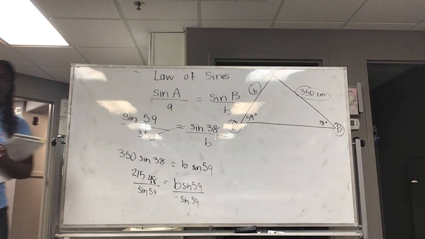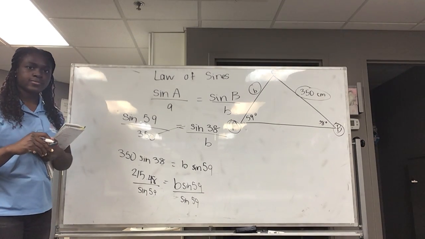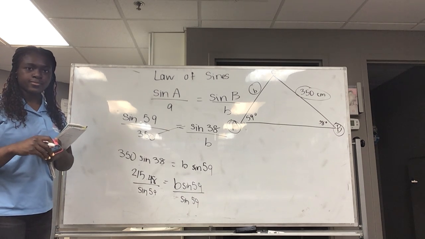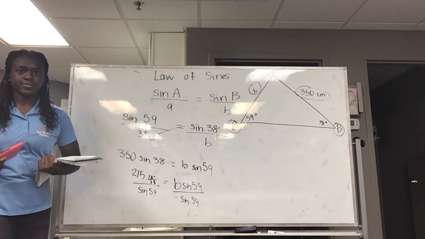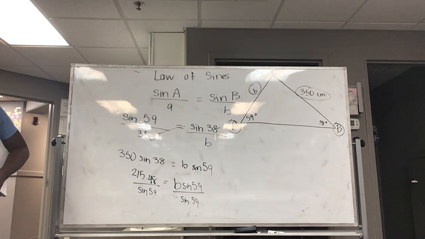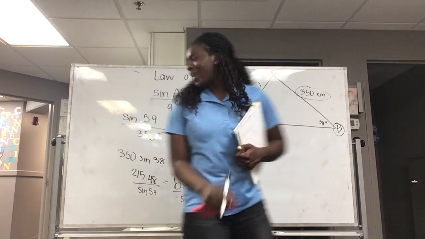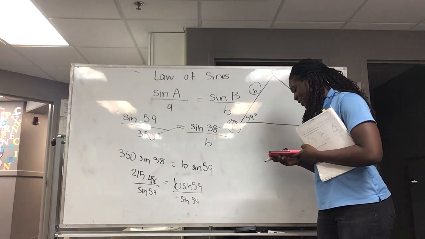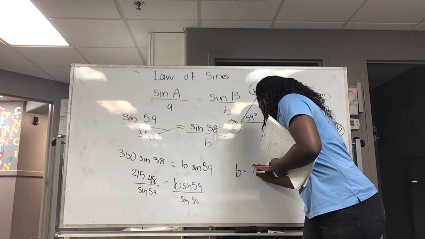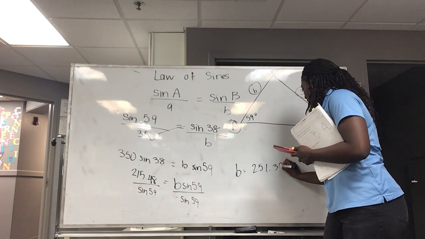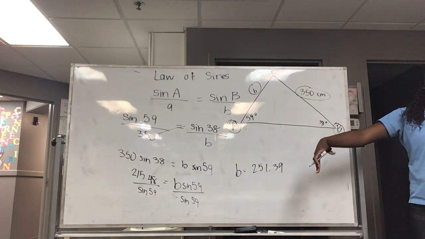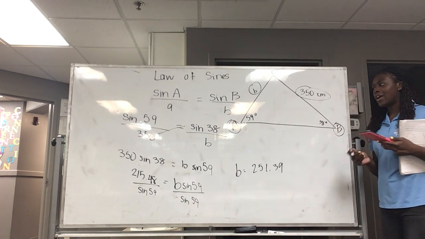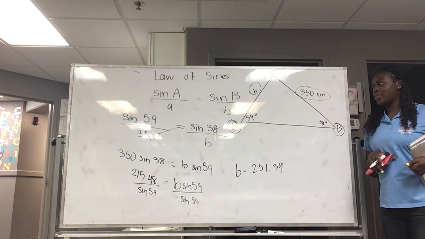I have a question. Yeah. How I was taught at school, and I'm assuming it's the same thing, is that before you find the answer to 350 times sine 38, I just go ahead and already divide by sine of 59 and then put all of that in my calculator. Okay, yeah, you can totally do that. That's probably a lot easier than what I was doing. But you should get the same exact answer for b, which is 251.39. I'm just breaking it down to show you how you cross multiply and divide, but typing it all in at once will definitely save you some time.